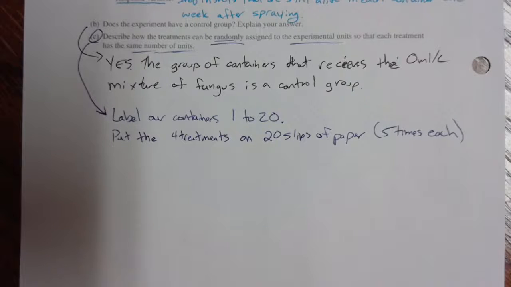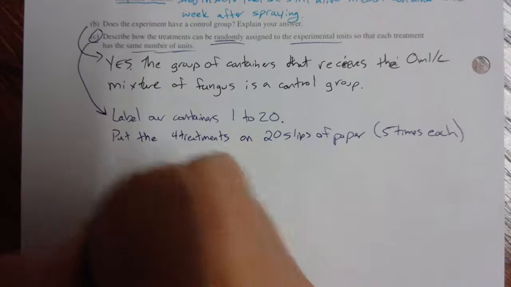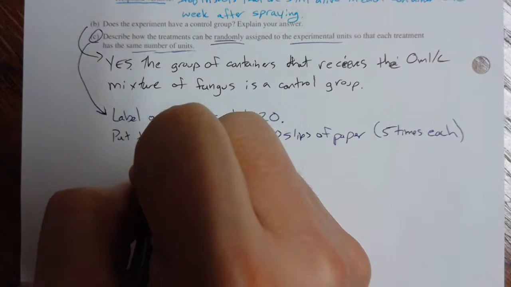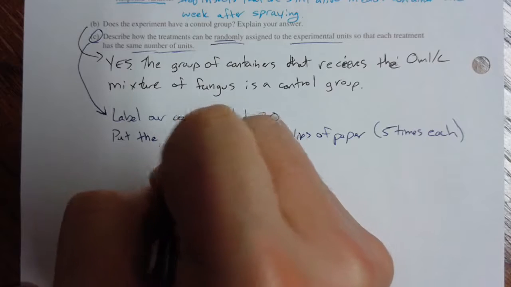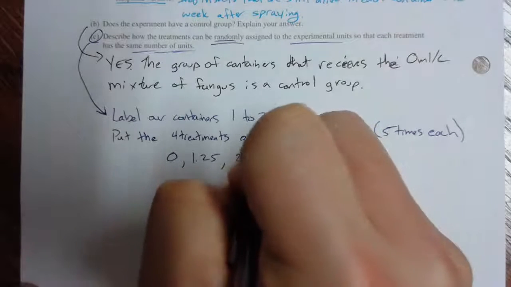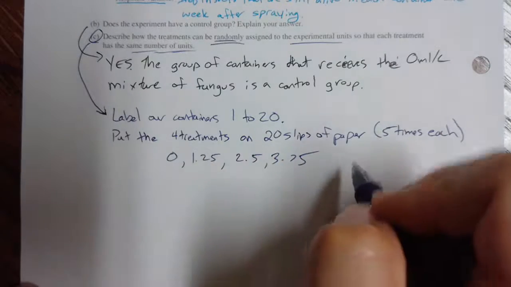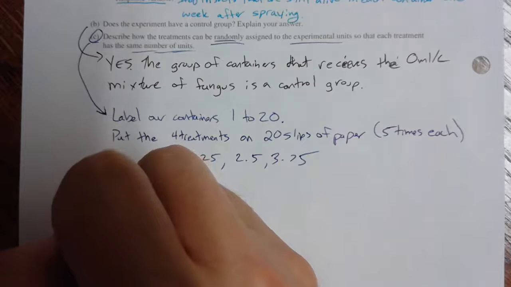And the purpose of randomization is this will allow us to make determinations that it's really about the treatments that are causing some sort of, in this case, response variable of the number of insects that are still alive. And in this case, put the 4 treatments on 20 slips of paper. So I can even be more specific: we've got the 0, 1.25, 2.5, and 3.75. So we could just put these on our sheets of paper 5 times.